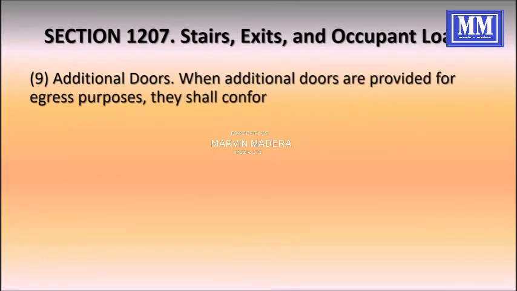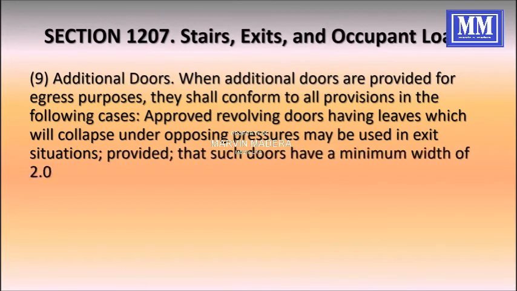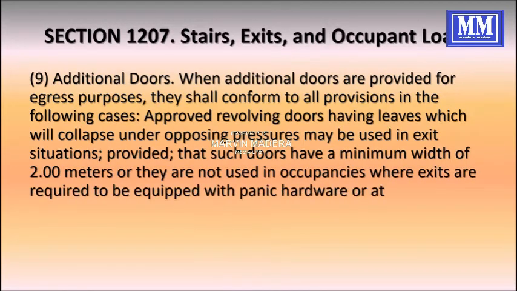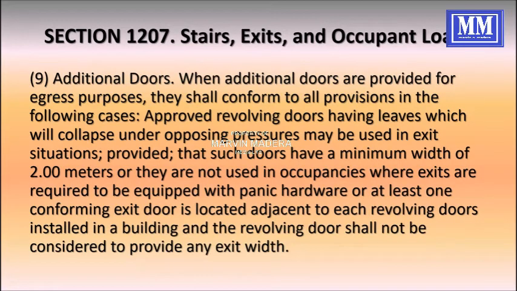Additional doors. When additional doors are provided for egress purposes, they shall conform with all provisions in the following cases. Approved revolving doors having leaves that collapse under opposing pressure may be used in exit situations, provided that such doors have a minimum width of 2 meters, or they are not used in occupancies where exits are required to be equipped with panic hardware, or at least one conforming exit door is located adjacent to each revolving door installed in a building, and the revolving door shall not be considered to provide any exit width.